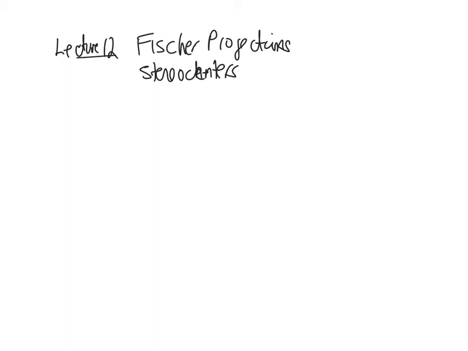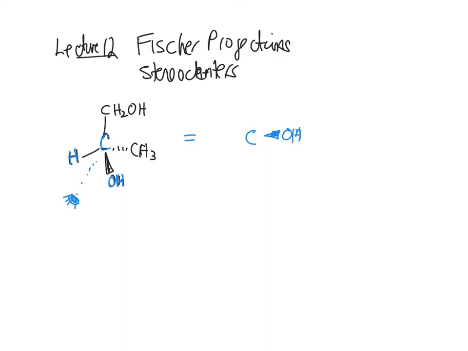So if you have a compound like this, an alcohol, and you view this here with your eye, then you would see that this hydrogen and this OH are coming at you. That would be like this. So this equals, it's a different way to view it. The OH and the hydrogen are coming at you from this eye perspective, and what's going back is the CH2OH and the CH3. So then you would draw this going back, CH2OH and this CH3.